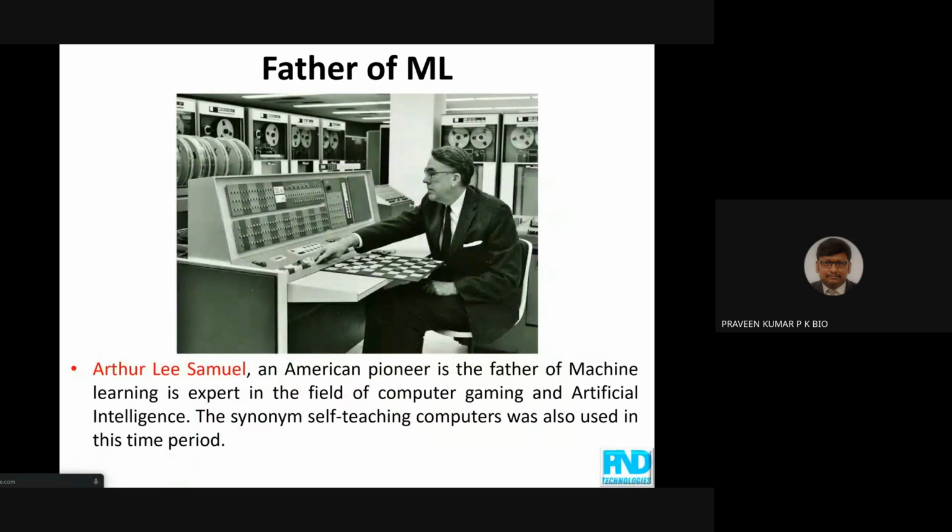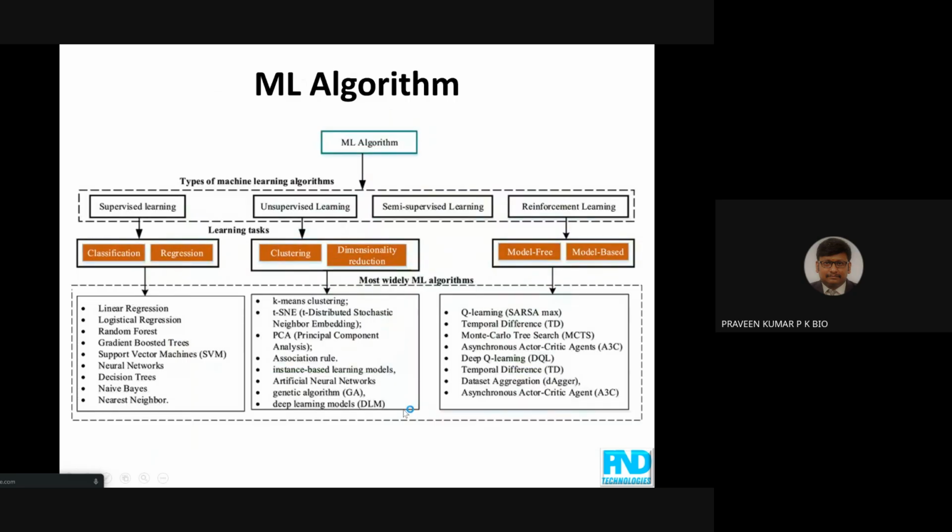First we discuss the father of machine learning. The father of machine learning is Arthur Lee Samuel. He is an American pioneer and an expert in the field of computer gaming and AI. When the computer was discovered by Charles Babbage, within a few years machine learning came, by Arthur Samuel.